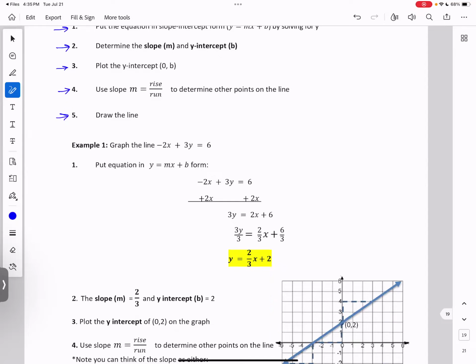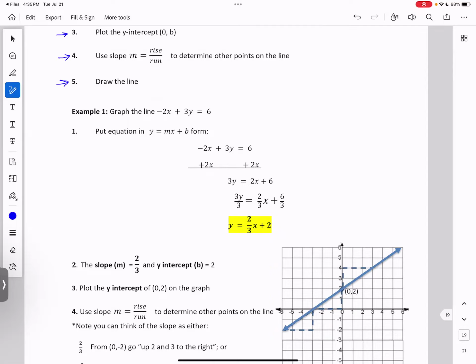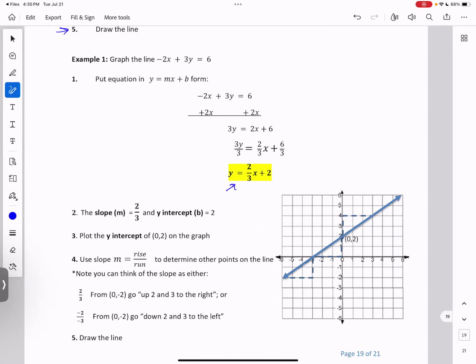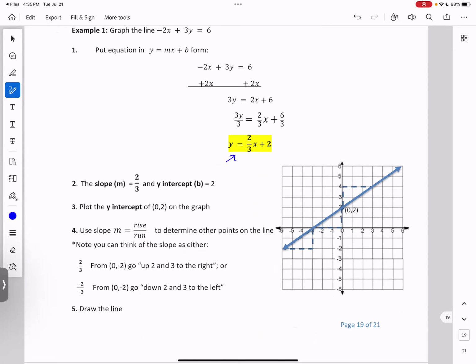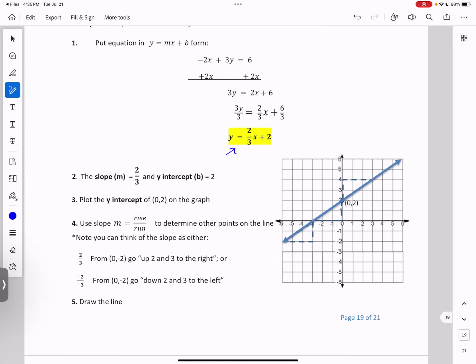So in this example, first of all, they're solving for y. So they start by adding 2x to both sides, then they divide by 3, and we get this equation here. So based on that equation, we know the slope is 2/3 and the y-intercept is 2. So to graph this, first you're going to put in the y-intercept. Our graph intersects the y-axis at 2.